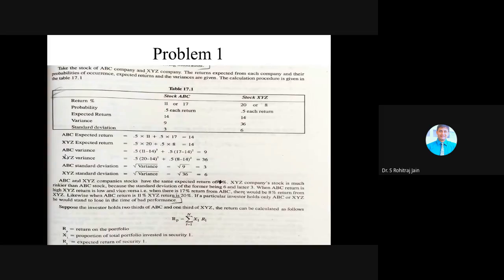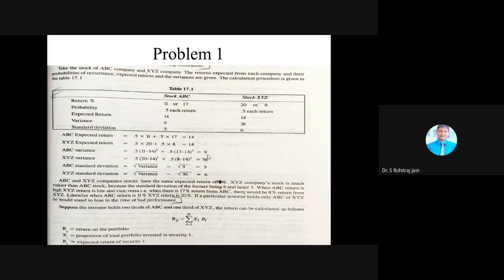I'm repeating once again, students. First step is calculation of expected return. Second, we have to calculate the variance. So first we will calculate ABC variance. What they have given me: 0.5 multiplied by 11 minus 14 square plus 0.5 multiplied by 17 minus 14 whole square. Please calculate and tell me whether you are getting 9 or any other answer, students.